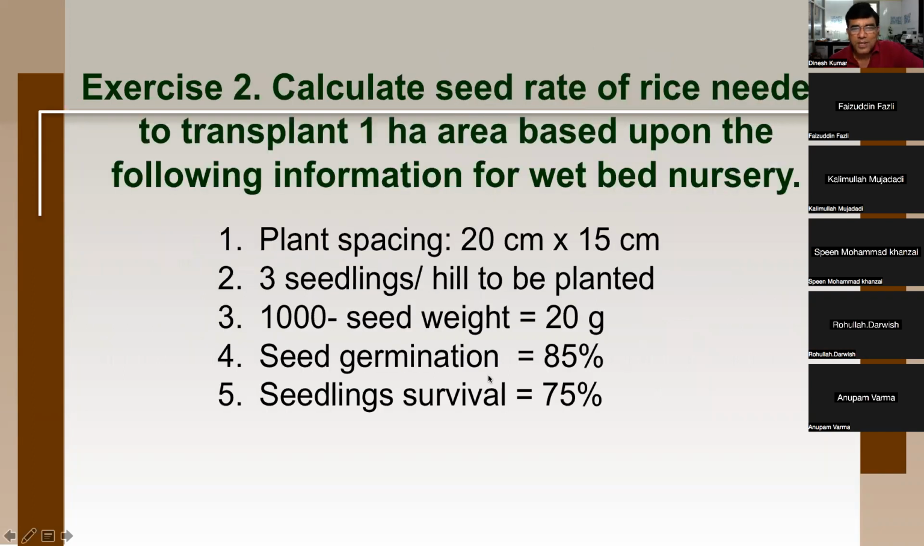Now you got one more example. Let us try this time also. I'll give you 5 minutes to do this exercise. Calculate the seed rate of rice needed to transplant 1 hectare area based upon the following information. Spacing is 20 by 15 centimeters square. You have 3 seedlings in one place. 1000 seed weight is 20 gram, seed germination is 85%, and seedling survival is 75%. Please do it in 5 minutes. Okay, sir.